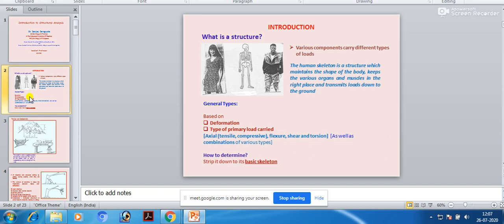Now coming to the civil engineering part. If you think about a civil engineering structure, it is exactly like your human skeleton, and how the human skeleton works, right? So if you see a civil engineering structure, yes.